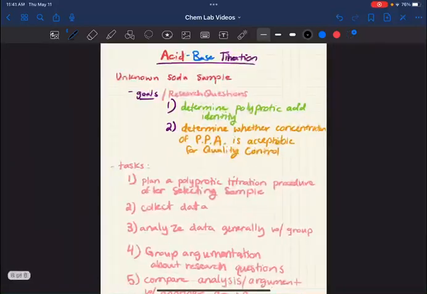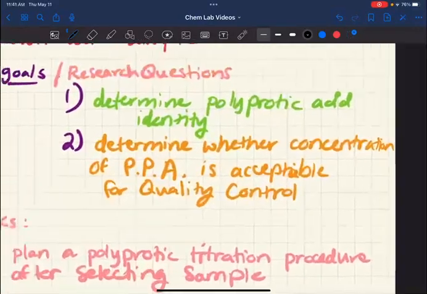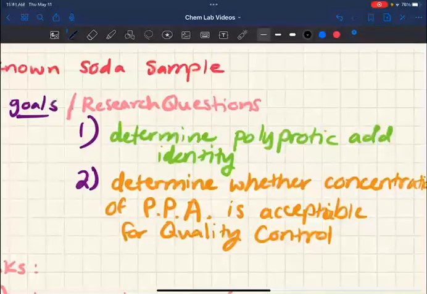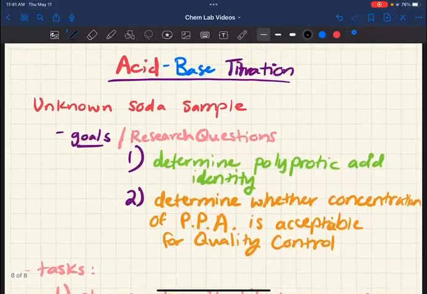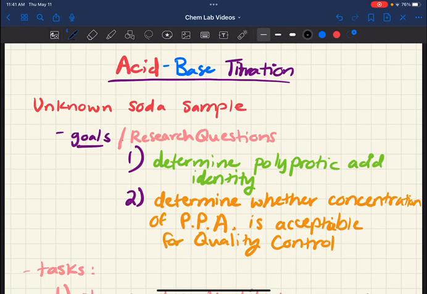All right, so just a little bit more detail about this actual experiment. You'll be given, or actually you'll select as a group, an unknown soda sample. And your unknown soda sample could have either citric acid or phosphoric acid. Okay, so you don't know which one is there. They're both triprotic.